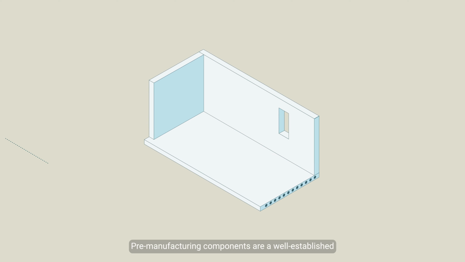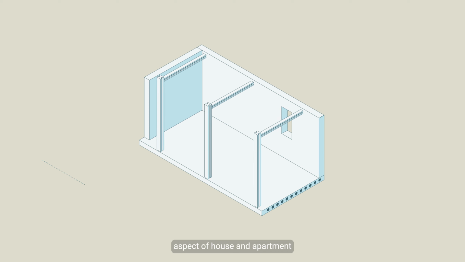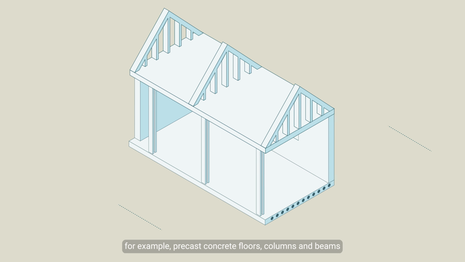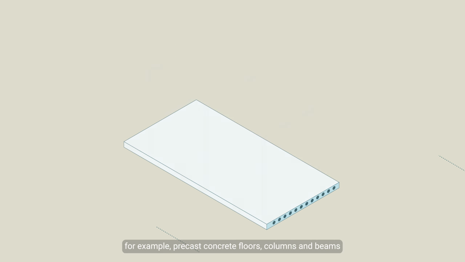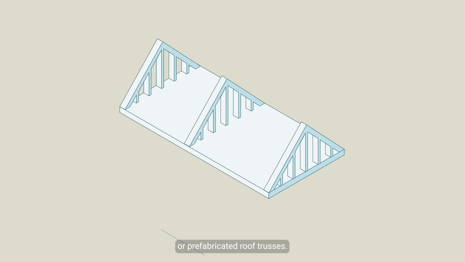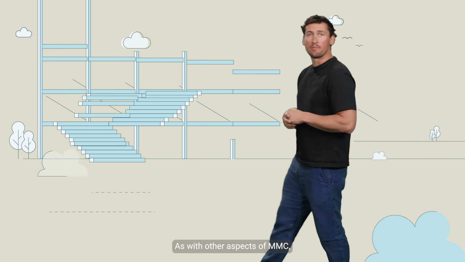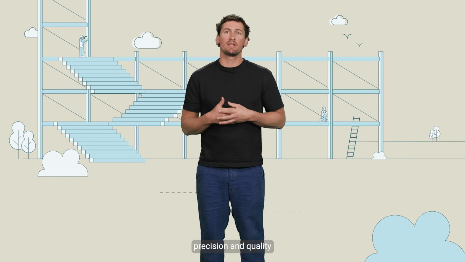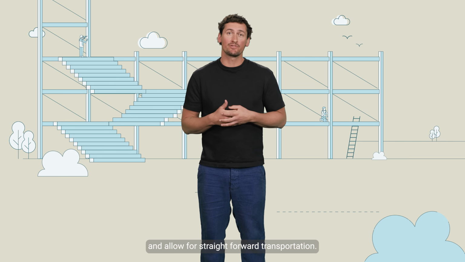Pre-manufacturing components are a well-established aspect of house and apartment building in Ireland, and are already known to many in the industry. For example, precast concrete floors, columns and beams, or prefabricated roof trusses. As with other aspects of MMC, they are well suited to standardized factory systems that ensure precision and quality and allow for straightforward transportation.